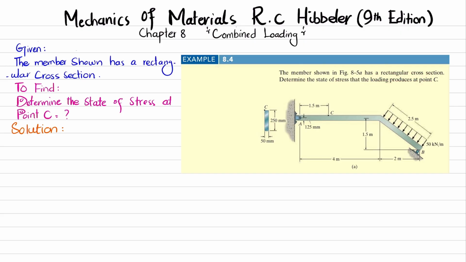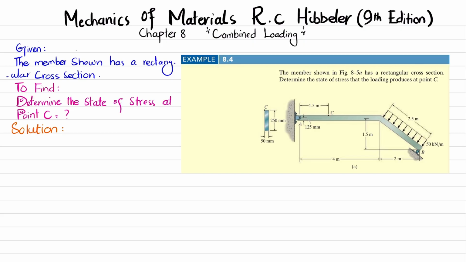So you can see this is the member that is having pin support at point A, and at point B there is a roller support, and there is a distributed load that is having magnitude 50 kilonewton per meter over a length of 2.5 meter. So the cross section is also shown. This is 50 by 250 millimeter rectangular cross section. So you have to determine the state of stress at point C due to this loading.